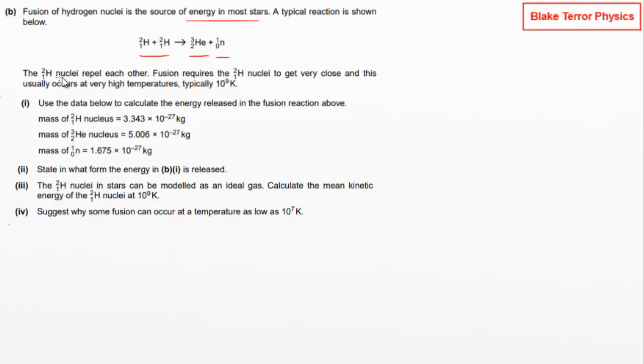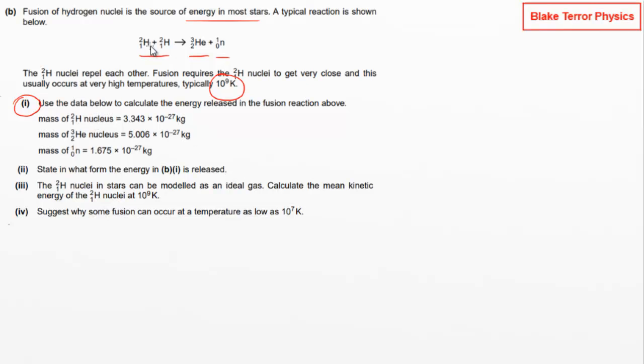So the two deuterium nuclei repel each other. Fusion requires them to get very close, and this occurs at very high temperatures, typically 10 to the 9 Kelvin. So use the data below to calculate the energy released in the fusion reaction above. So we're going to have less mass on the right hand side than on the left. So let's get the difference of that and then plug it into E equals mc squared.